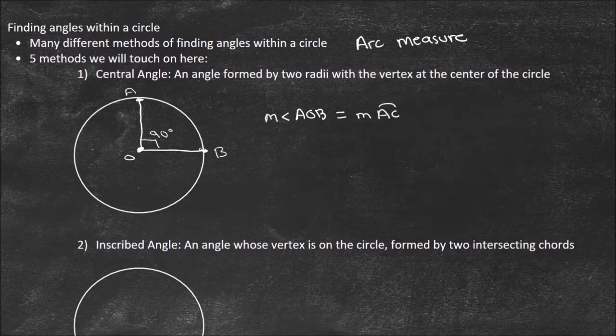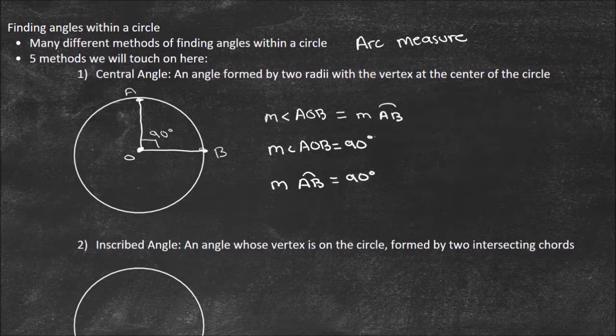And we write the arc measure with some kind of semicircle over the top of the AB. So measure of angle AOB equals measure of arc AB, and they're equal. In this case, measure of angle AOB is 90 degrees. So that means that the measure of arc AB is also going to be 90 degrees.